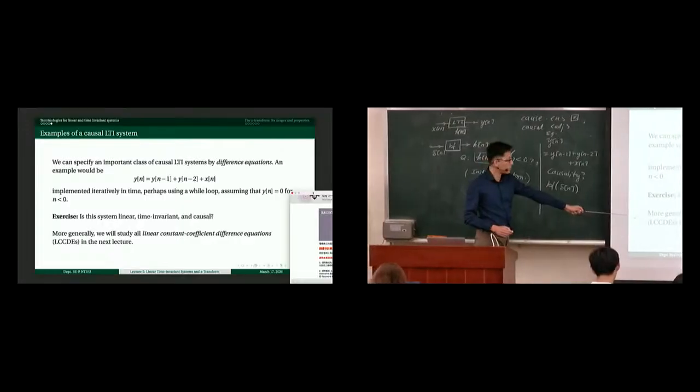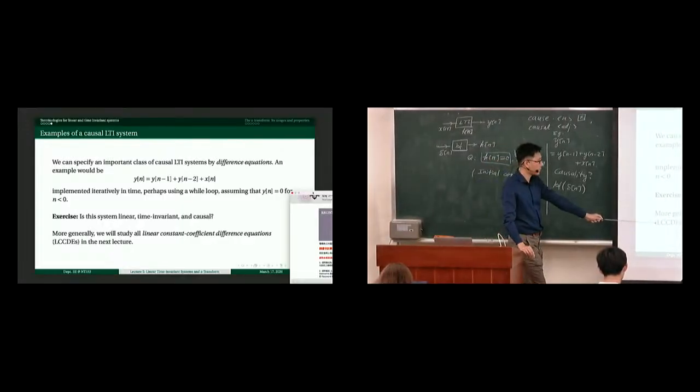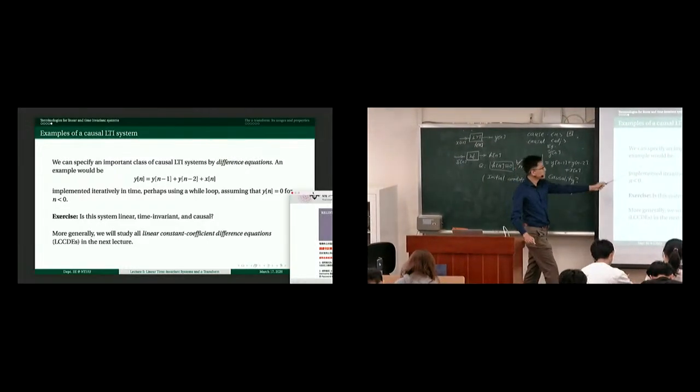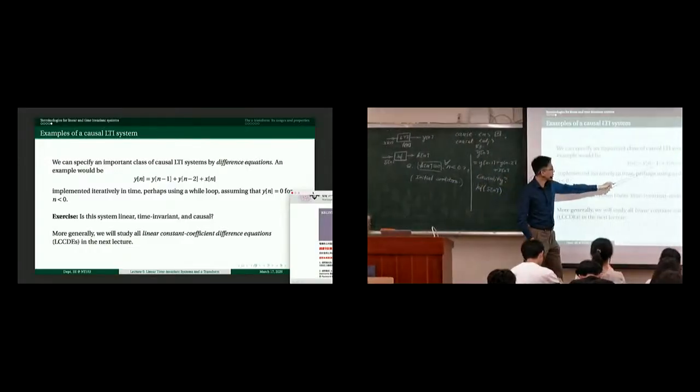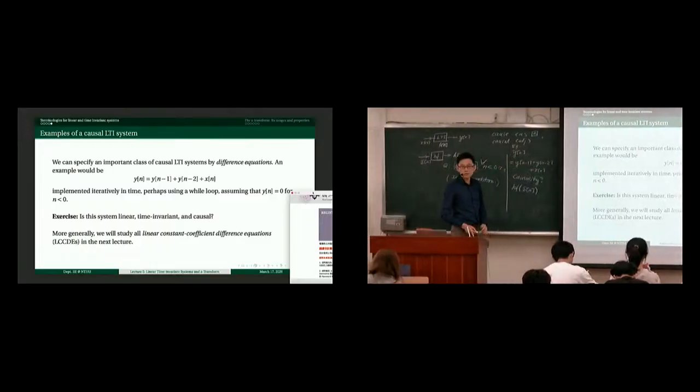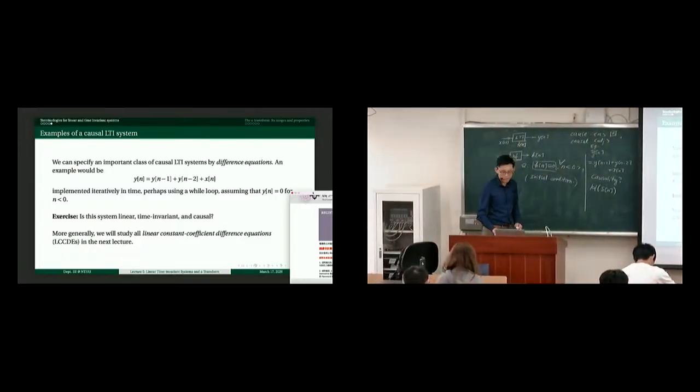Okay, we'll do a more general discussion on that in the next lecture. In the next lecture we are going to do a more systematic discussion on how to analyze LCCDE. But in this case, 1 is a constant, 1 is constant, 1 is constant. The coefficients are all constant. This is a linear and time invariant system.